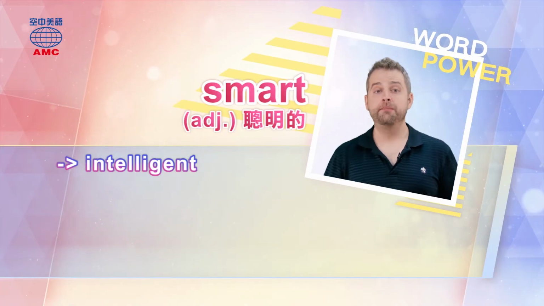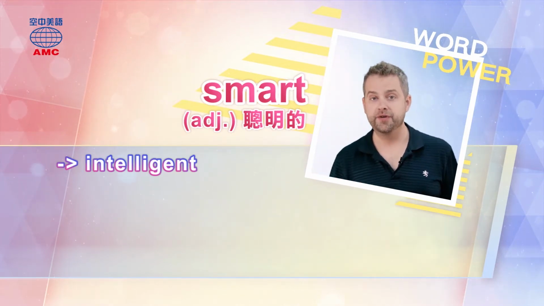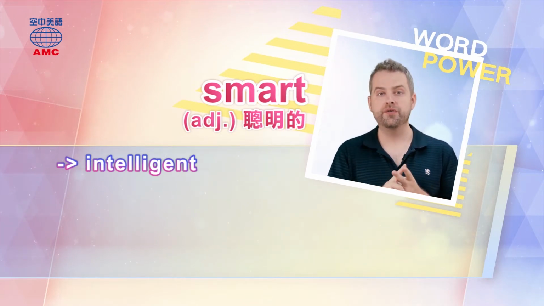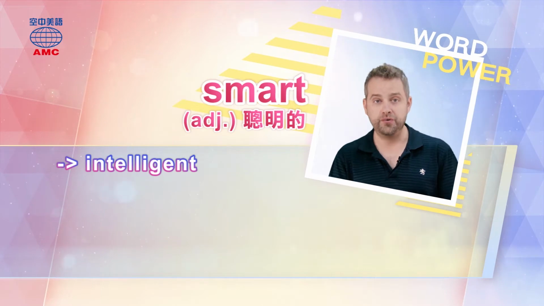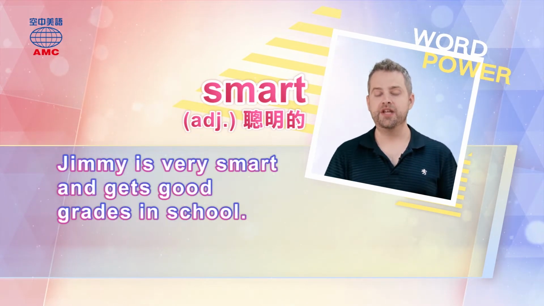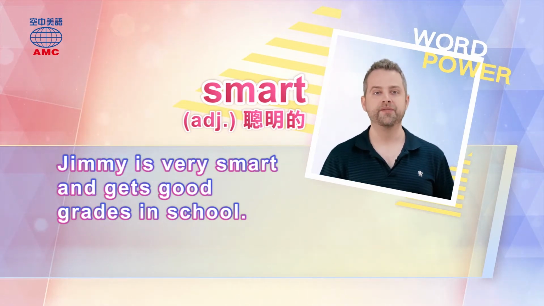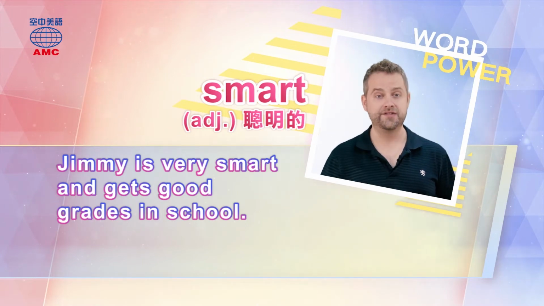So, smart means intelligent, clever. Your brain is pretty good, it works well, maybe you can remember a lot of things, or you're good at solving problems, you're usually pretty good in school and that kind of thing. Here's an example for that. Jimmy is very smart and gets good grades in school.